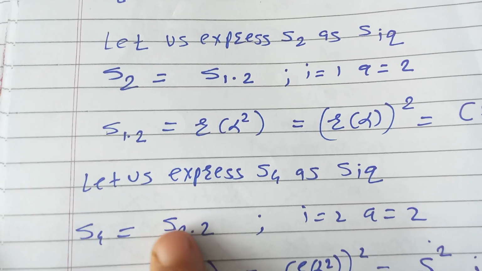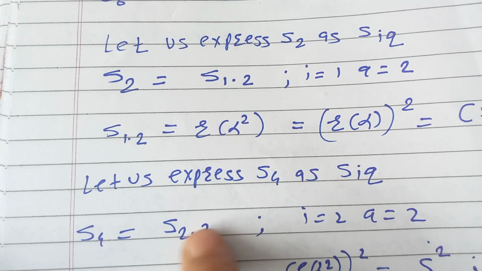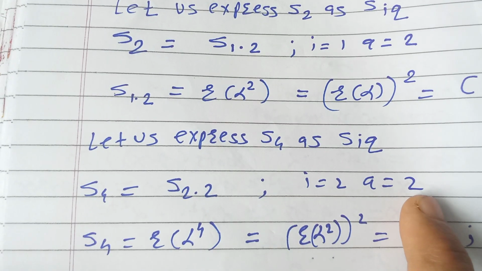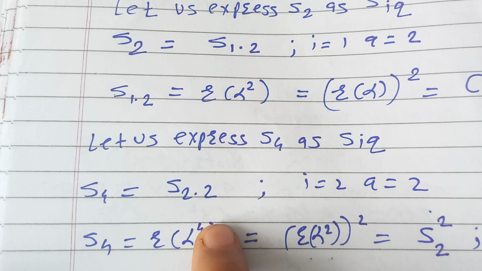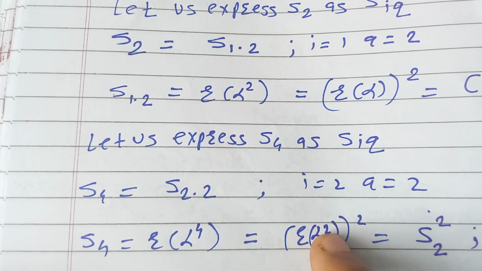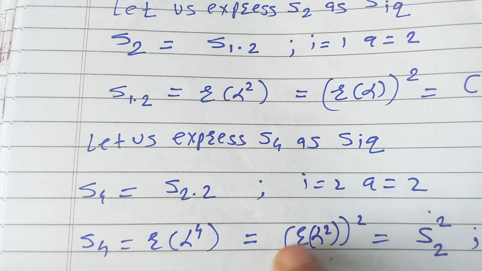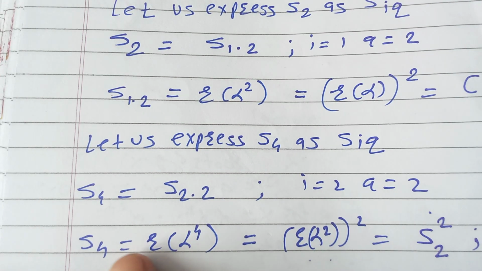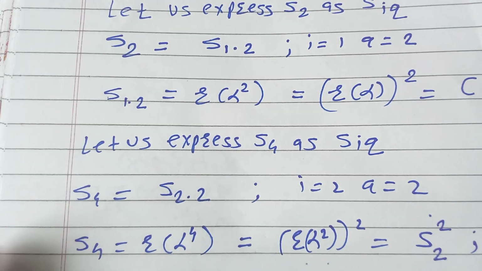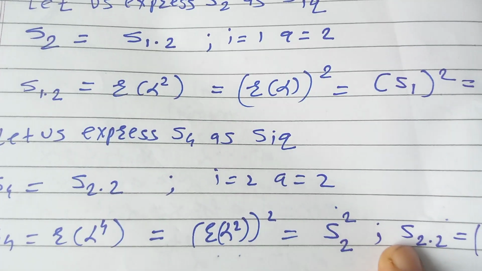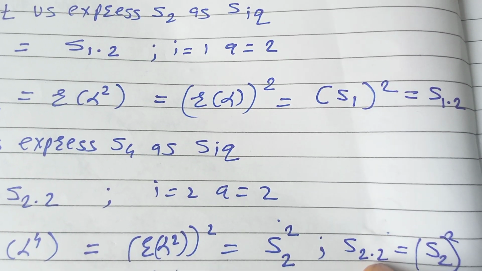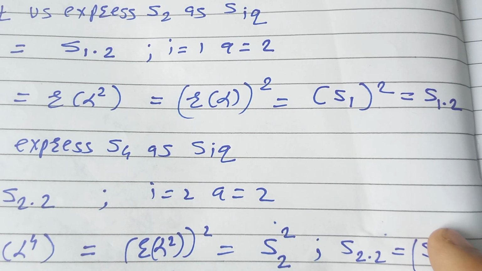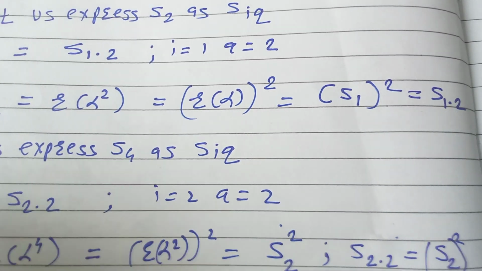So let us prove S4. S4 you can express as S_(2 into 2), since 4 is 2 into 2. Here i is 2 and q is 2. So S4 is r(alpha raised to 4). This you can write as r(alpha square) whole square. So r(alpha square) is S2, so S2 square. So S4 is S2 square. That is S_iq, that is S_(2 into 2), is equal to S_i raised to q, where i is 2 and q is 2.